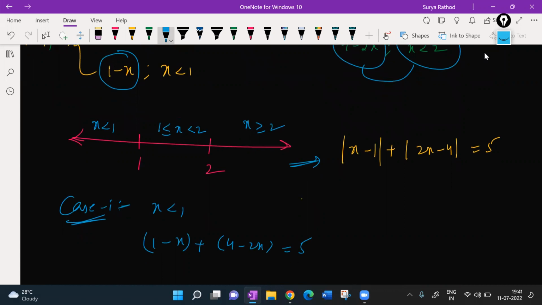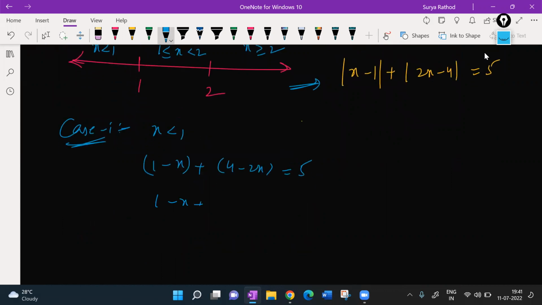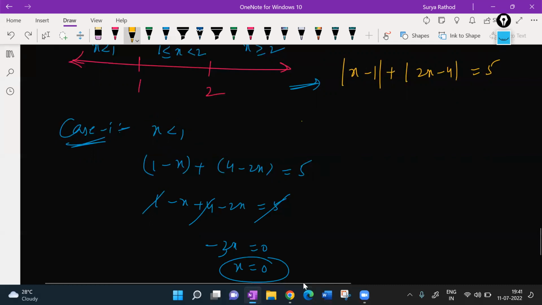Very simple. Check. So 1 minus x plus 4 minus 2x is equal to 5. So 5 is equal to 5, right? The 5 and 5 will get cancelled. So minus 3x is equal to 0, beta. X is equal to 0 I will be getting. Check, is x less than 1 or not? Guys, I got this solution, beta. You have to substitute here. Check whether it satisfies the given inequality or not.